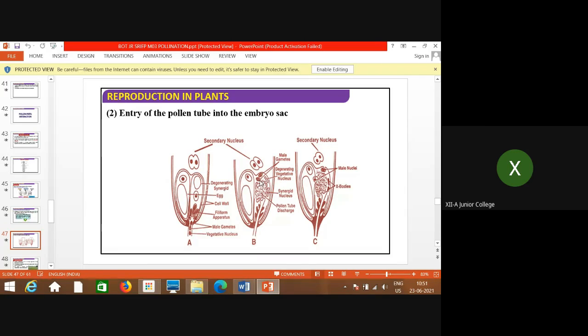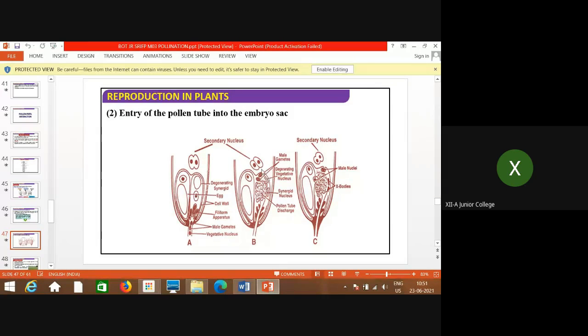Out of these two male gametes, one will combine with this egg cell, that is the female gamete, and this is called syngamy or first fertilization. And the result of first fertilization is what? Zygote, the formation of the zygote, which is the first diploid cell in the fertilization.